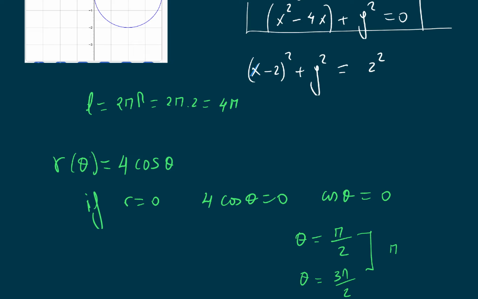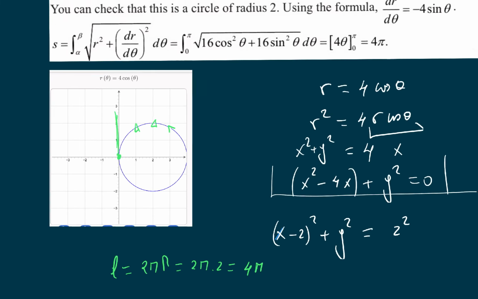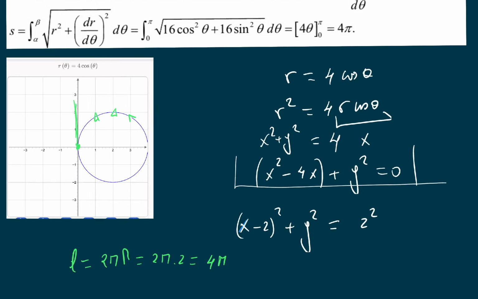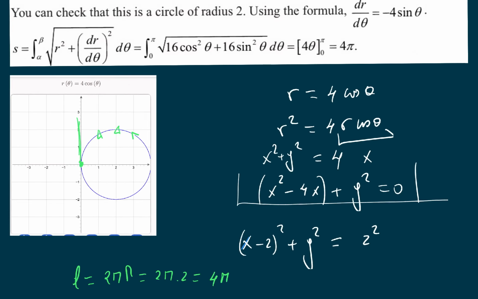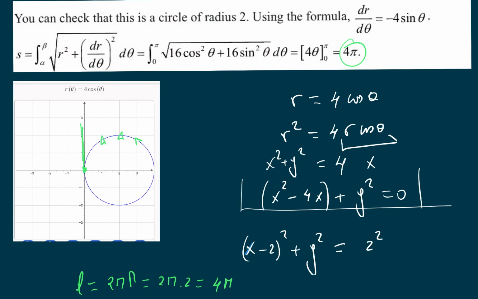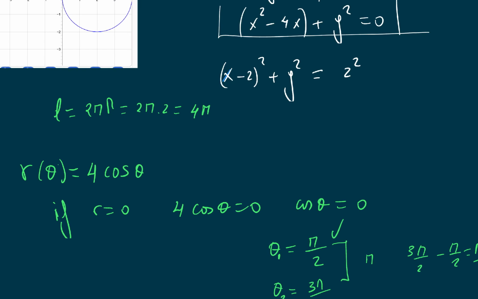So if I do the integral from theta 1 to theta 2, it should be the same thing, because the width of this, from 3 pi divided by 2 minus pi divided by 2, is pi. So the integral should be the same thing for pi. And the problem is solved.